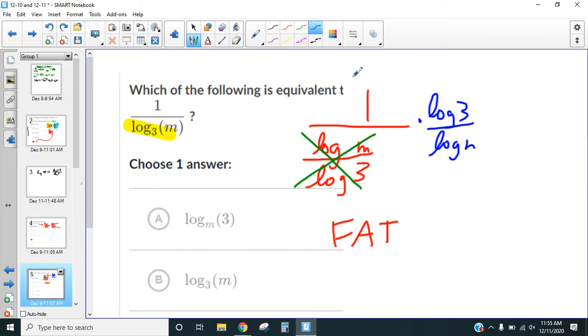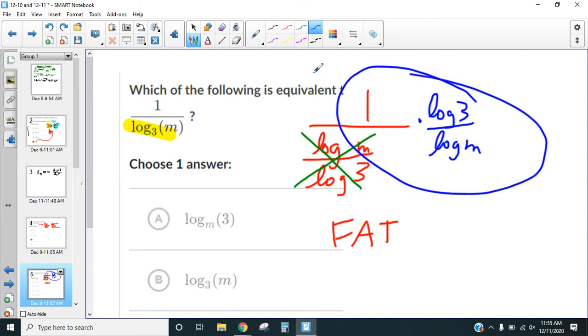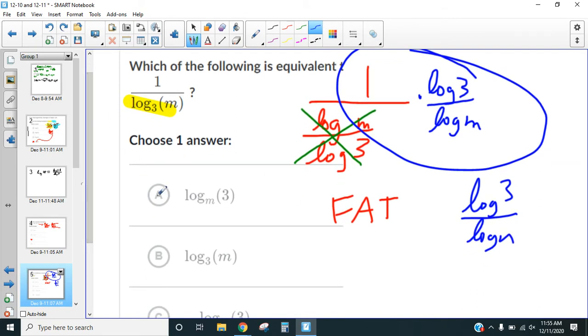Sorry, that's an M. Now you tell me this. What is anything times 1? Itself. Yeah, it's the anything. So then if that's the case, we just have log 3 over log M, which is actually right there, isn't it? Isn't it A? Right? M's the base. Sorry, that's an M. M's the base and the 3's up there.